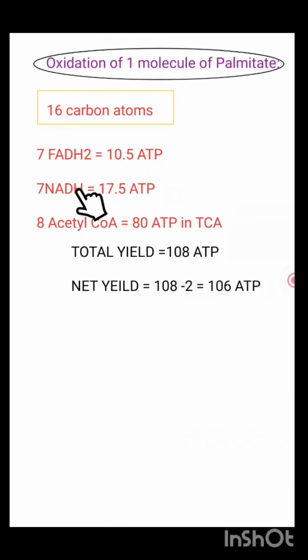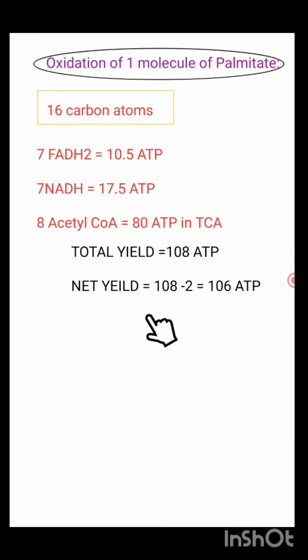The same applies for NADH. After 7 rounds of beta oxidation, you produce 7 NADH, and we know that each NADH molecule is equivalent to 2.5 ATP. So 7 times 2.5 should give us 17.5 ATP. And at the end of this beta oxidation, you are going to give out 8 acetyl-CoA molecules, which can produce an equivalent of 10 ATP molecules each in the TCA cycle. So 10 times 8 to give us 80 ATP molecules. So meaning that the total yield is 10.5 plus 17.5 plus 80, which gives us 108 ATP molecules.